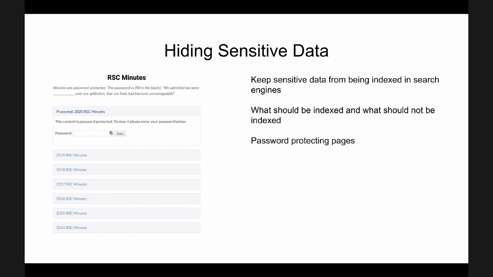So that's something to consider when running a regional or area website and you're going to post information where private information could potentially be shared. One of the things that we did was password protect all of our minutes. You can see right here, right above it, there's a little note that says minutes are password protected. The password is fill in the blank: we admitted that we were blank over our addiction, that our lives have become unmanageable. So it's not anything that's difficult. Anybody who's attended a meeting or two would know that.